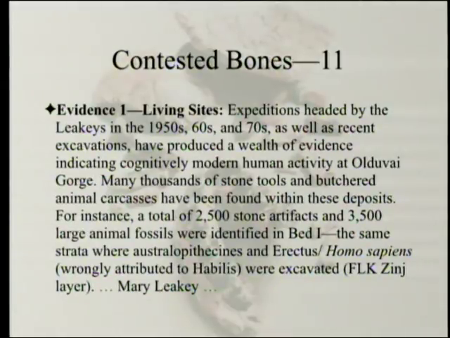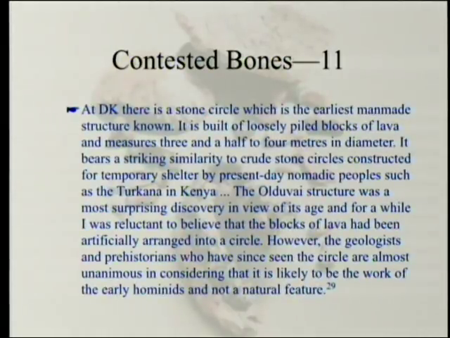Expeditions headed by the Leakeys in the 1950s, 60s, and 70s, as well as recent excavations, have produced a wealth of evidence indicating cognitively modern human activity at Olduvai Gorge. Many thousands of stone tools and butchered animal carcasses have been found within these deposits. For instance, a total of 2,500 stone artifacts and 3,500 large animal fossils were identified in Bed 1, the same strata where Australopithecines and Erectus, Homo sapiens, wrongly attributed to Habilis, were excavated. Mary Leakey says, at DK there is a stone circle which is the earliest man-made structure known.